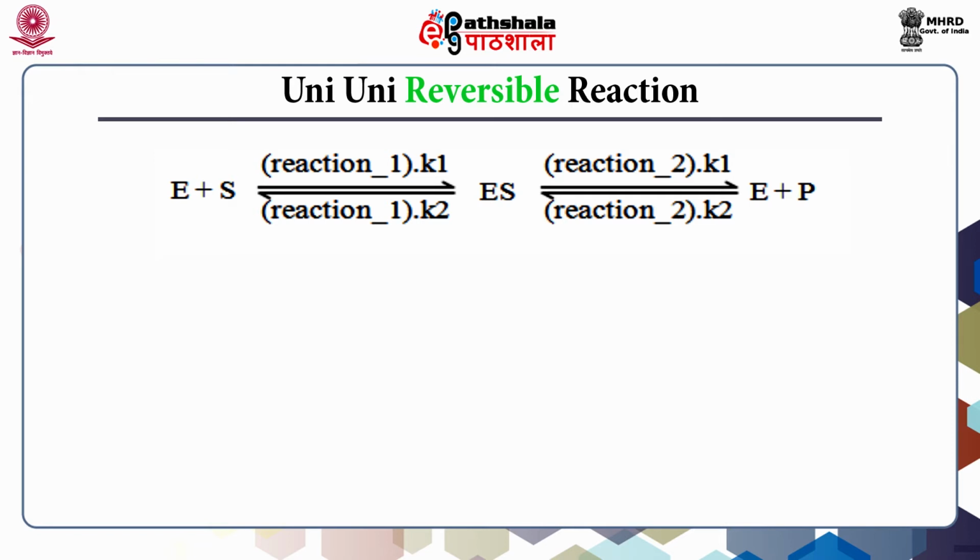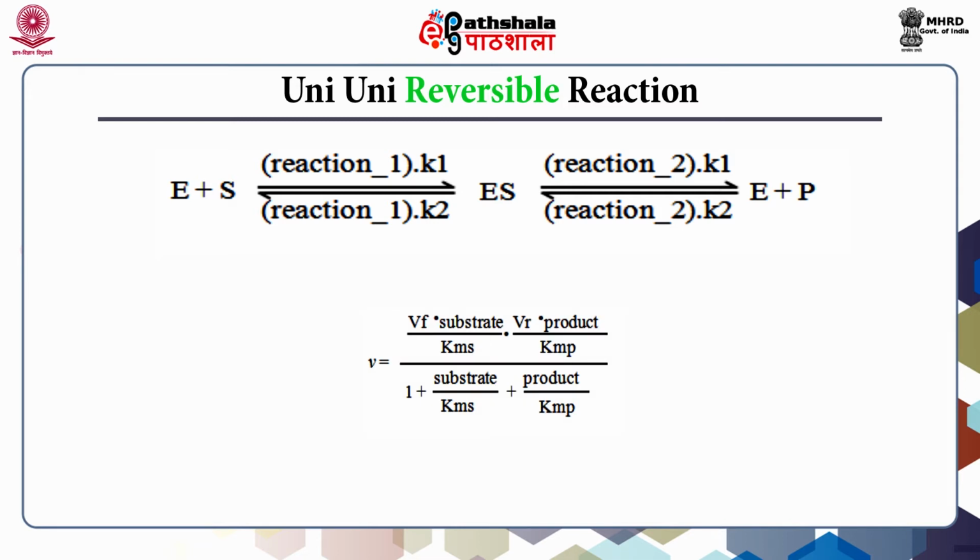that is binding of the product with the enzyme to form enzyme substrate complex, ES. And finally, reaction_1.K2 is the rate constant in the first reaction in the backward direction, that is dissociation of the enzyme substrate complex, ES, to form free enzyme E and substrate S. The notation for the reaction number, that is reaction_1 or reaction_2, is always enclosed within brackets.